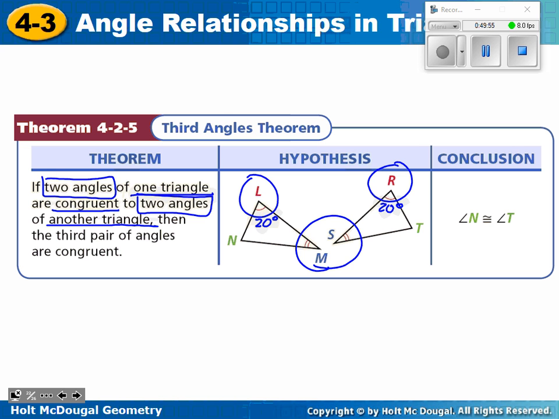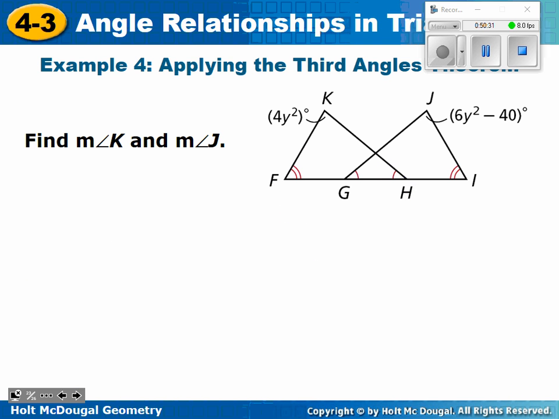Give me another measure for M. 40. So that means S is 40. What's 20 plus 40? 60. So what does the other angle have to equal? 120 degrees, which means in both triangles, that third angle has to be the same, right? So that's what this is saying. If two angles in one triangle are congruent to two angles in another triangle, then the third angles are congruent. Third Angles Theorem. So you have to have two marked congruent to two, and then your third angles will be congruent.